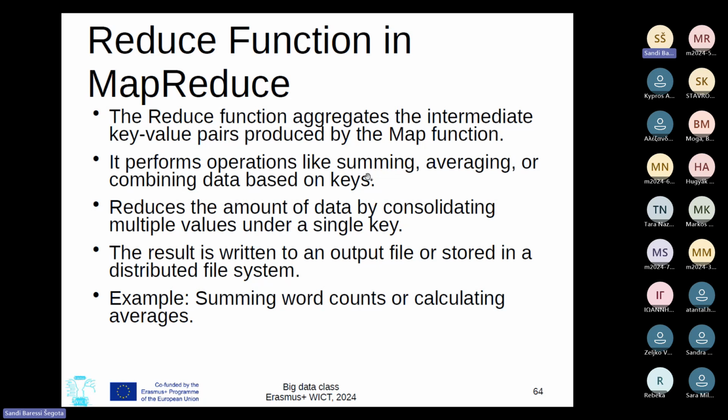Reduction then takes the key value pairs that we processed, that we may have transformed in some way, and it aggregates them in some way that we defined. Whether that is by summing, averaging, or combining data types together. Essentially, the goal of it is to reduce the amount of data.